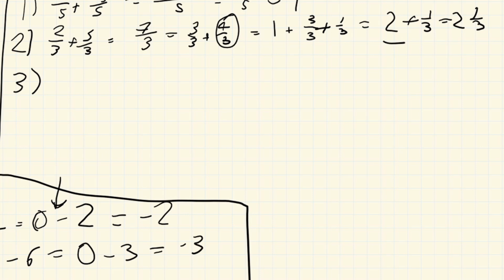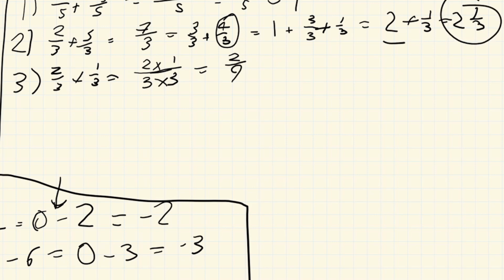So for question 3, 2 over 3 times 1 over 3, well, the rule for multiplying is you times the top numbers and put it at the top, so that's our new numerator. And then our denominator is the 2 bottom numbers multiplied together, so 3 times 3 in this case, and that equals 2 divided by 9. And because 2 is smaller than 9, we can't make that into a mixed number. That is just how it ends up.